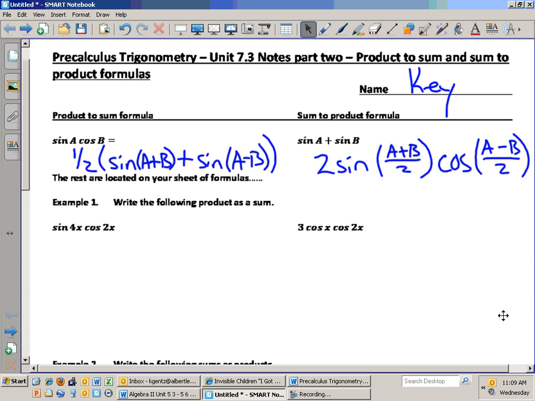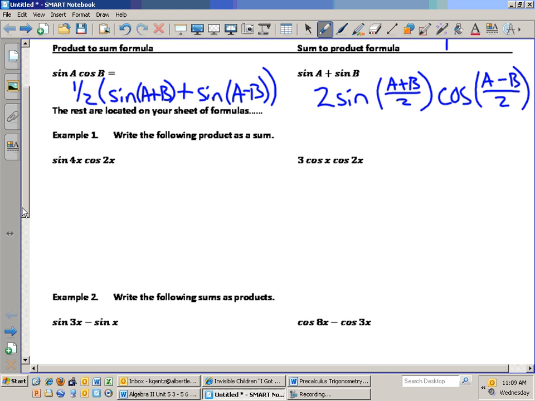As you look, right at the very bottom on the right-hand side, it says sum to product and product to sum formulas, and that's where you're going to find these. And as you can see, they have ones for sine times cosine, for sine times sine, for cosine times sine, and for cosine times cosine. So you won't use this hardly ever. The fact of the matter is that we would use this in calculus to give you an idea, but other than that, not really a whole lot of use. So the rest are located on your formula sheet.